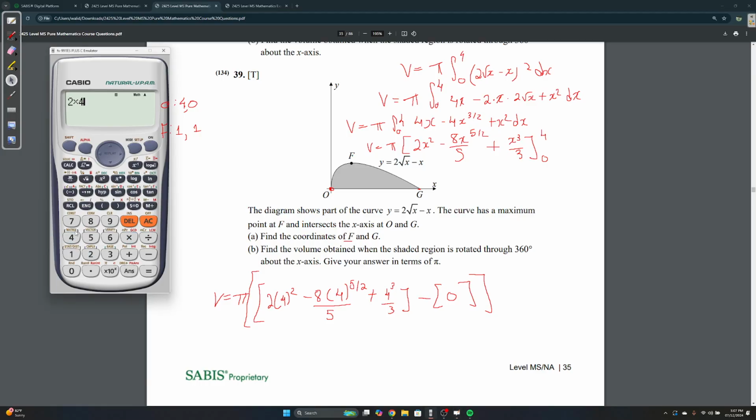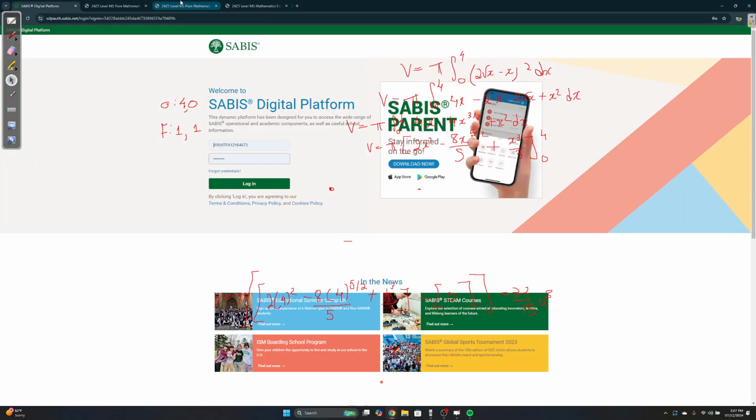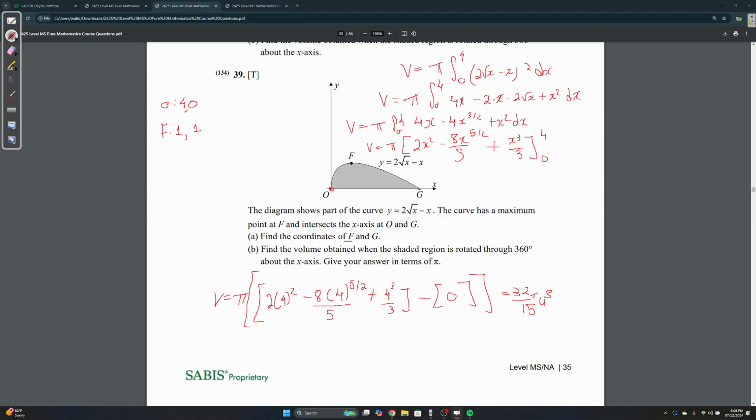Okay? 2 times 4 squared minus 8 over 5 times 4 to the power 5 over 2 plus 4 cubed over 3, 32 over 15 unit cube. Let's check our answer. Yes. Oh, pi. I forgot about pi. Pi. Okay. I keep on forgetting about pi. Please don't forget about the pi.